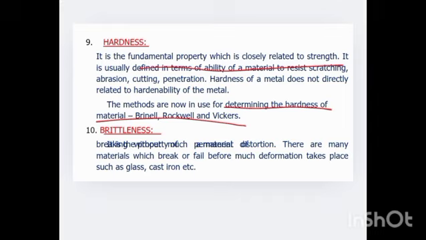Then, brittleness. Brittleness is the property of breaking without much permanent deformation. Brittle materials break suddenly. Examples of brittle materials are glass and cast iron.